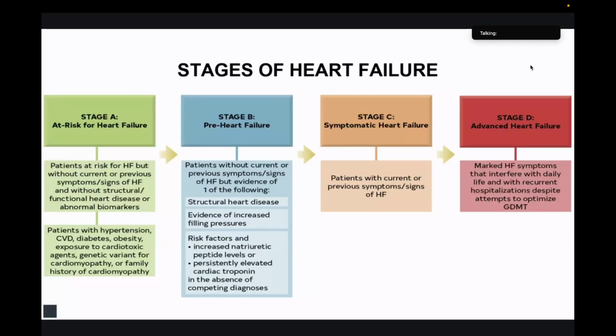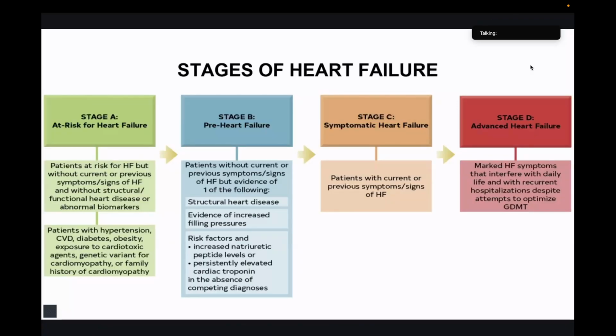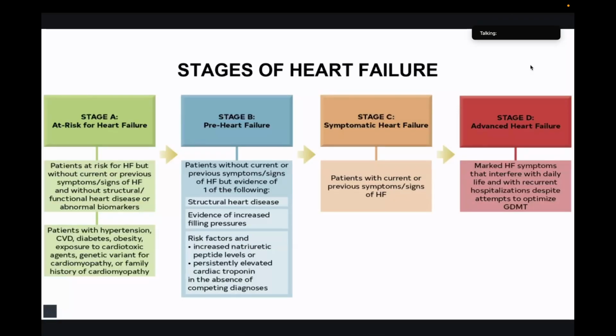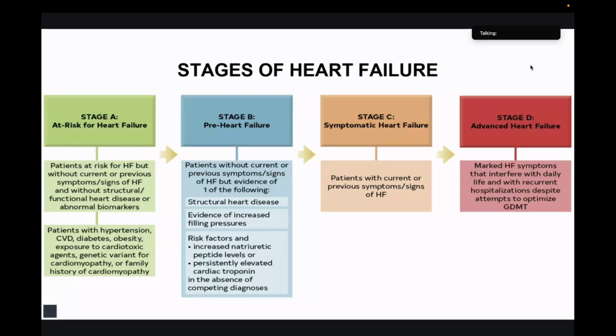in which the patients have risk factors to have heart failure. They have hypertension, diabetes, obesity, but the heart function is still normal. Stage B, or pre-heart failure. These are patients without symptoms or signs of heart failure, but they already have evidence of a structural heart disease and evidence of increased filling pressures. Stage C, this is already symptomatic heart failure, meaning patients with current or previous symptoms and signs of heart failure.